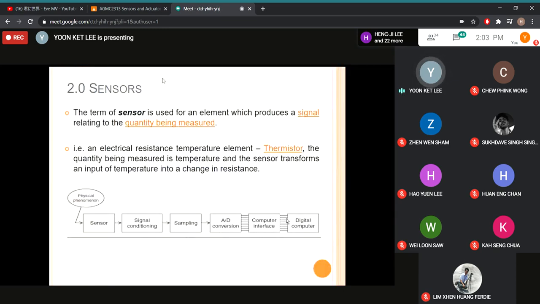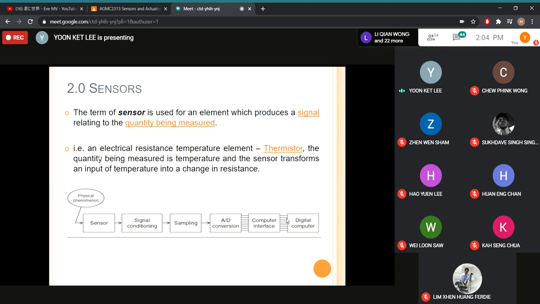Next, as usual, we have a very generic definition. The term sensor is used for an element which produces a signal relating to the quantity being measured. That means it produces a signal to measure the quantity, for example light intensity. The light intensity can be very low, very dim, or very bright. This is the way we use the sensor to detect, so we have a light intensity sensor.